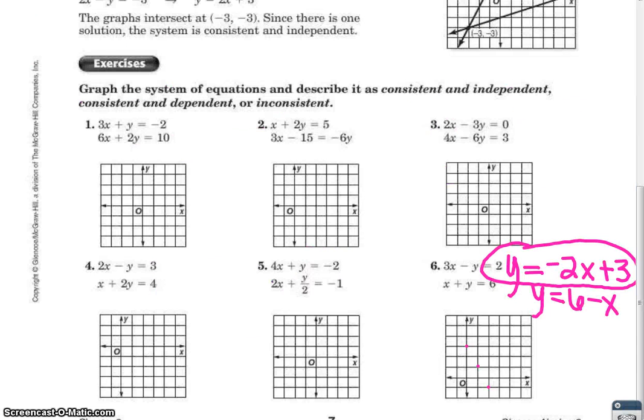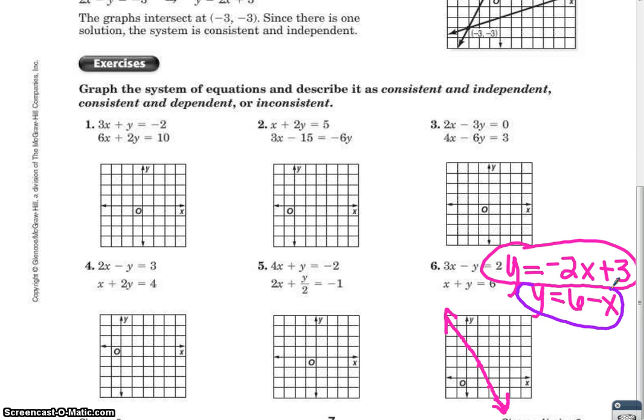Okay, let's graph my first equation. I have y equals negative 2x plus 3. So I'm going to go up to positive 3, which is my y-intercept. I'm going to go down 2 and to the right 1, down 2 and to the right 1. So here is my first equation. And let's graph the second one. The second one I'll graph in purple.